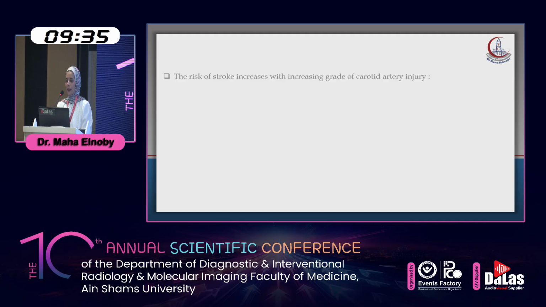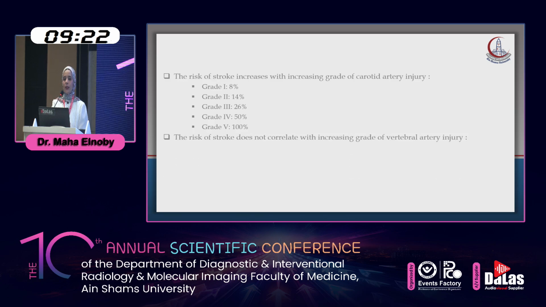The risk of stroke increases with increasing the grade of carotid artery injury. Grade 1 has 8% risk of stroke. Grade 2, 14% risk of stroke. Grade 3, 26%. Grade 4, 50%. Grade 5, 100% risk of ischemic stroke.